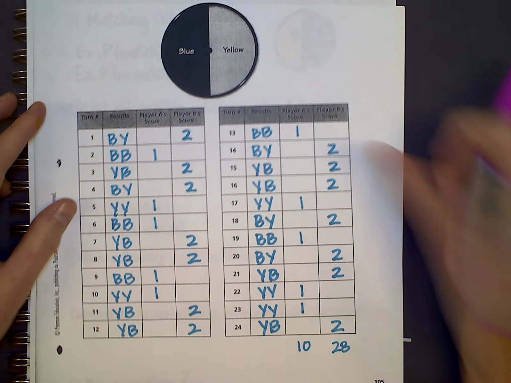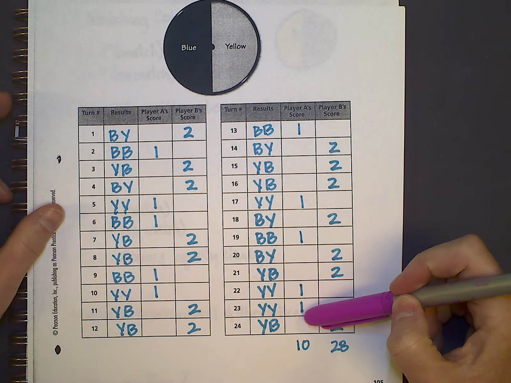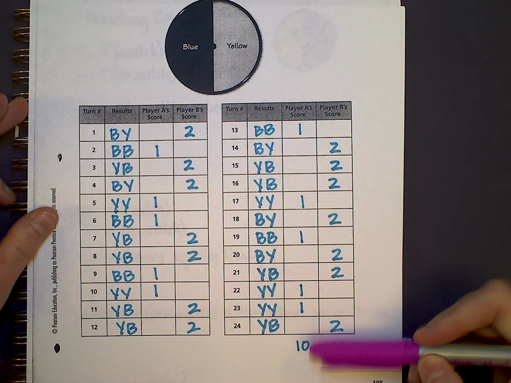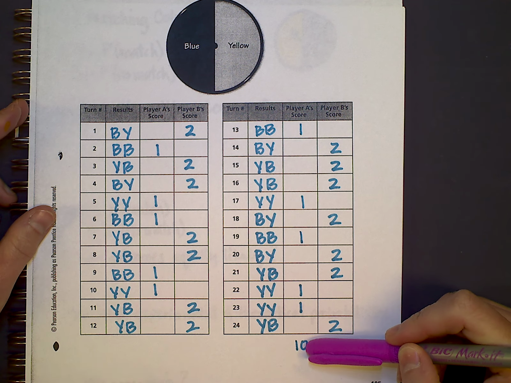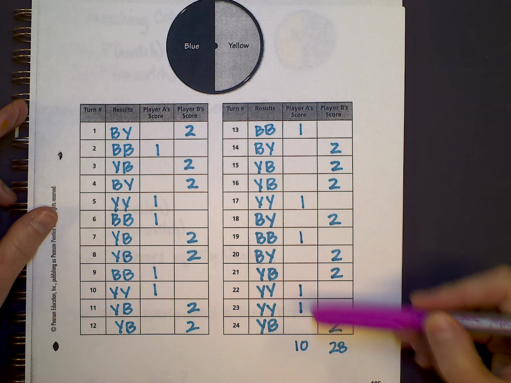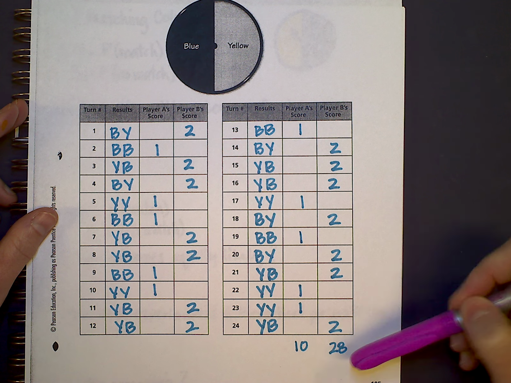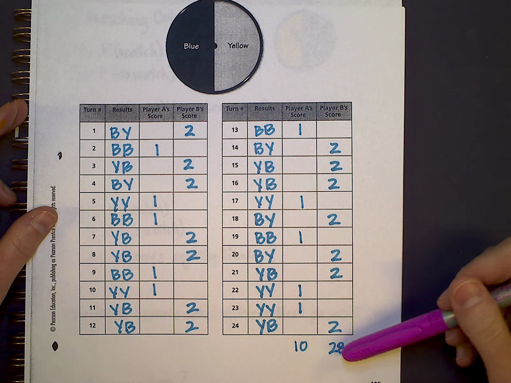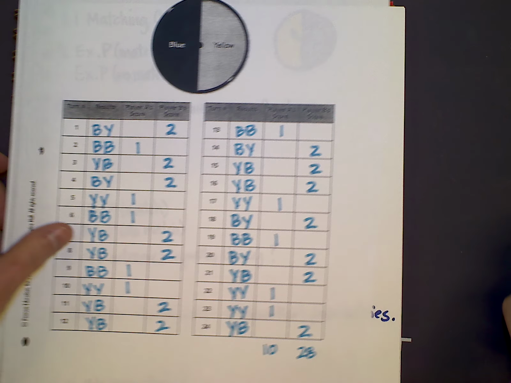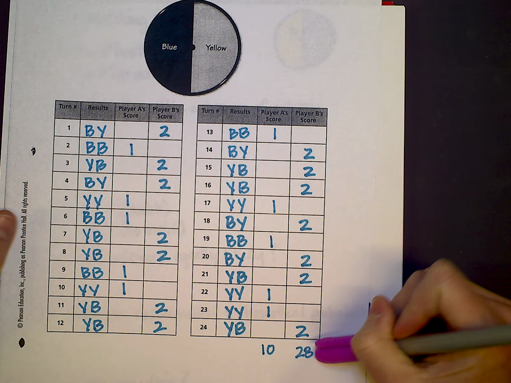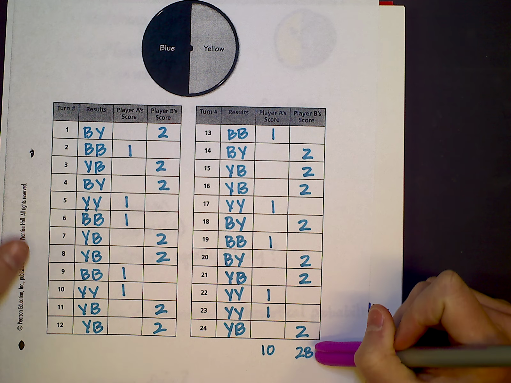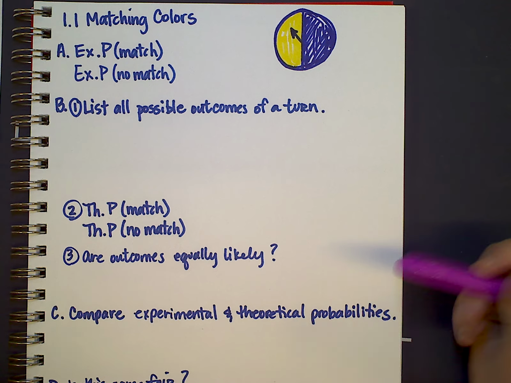So as you can see here, I went ahead and I played it 24 times. And of those 24 times, 10 of those times I had a match, and 14 of those times I had a no match. All right. So you can see that player B won in my example by a long shot. So let's go ahead and review the questions here.